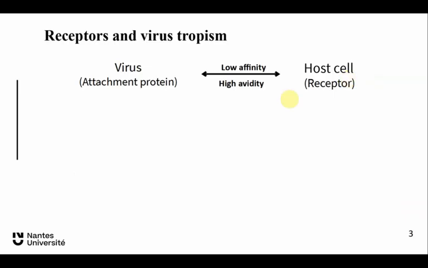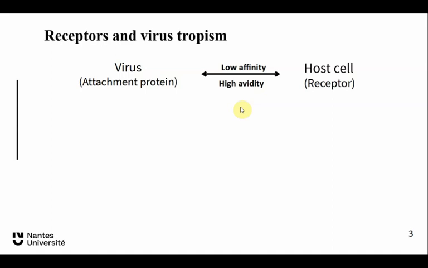So attachment and entry, the first step is always mediated by a specific interaction between a virus attachment protein and a host cell receptor. And these interactions are often low affinity, but you have a lot of copies of the viral glycoproteins or the attachment proteins on the capsid or on the surface of a virus. So you have multiple interactions on the same particle, and that ends up giving you something which is high avidity. So each individual interaction is low affinity.